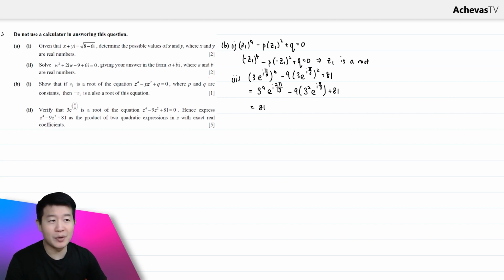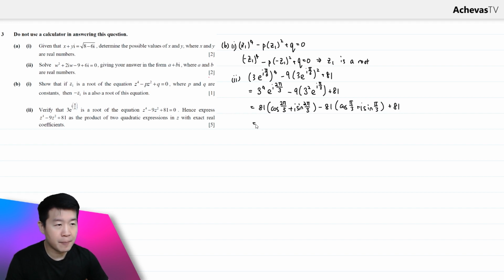Then I'm going to try to re-express this into the Cartesian form, which will be cosine of 2 pi over 3 plus i sine of 2 pi over 3. Then minus 9 times 9, this is 81 also, times cosine of pi over 3 plus i sine of pi over 3. Then plus 81. So we have 81 times cosine 2 pi over 3, which is minus half, plus i sine 2 pi over 3, which is square root of 3 over 2. Then minus 81 times cosine pi over 3, which is half, then sine pi over 3 is square root of 3 over 2, plus 81.